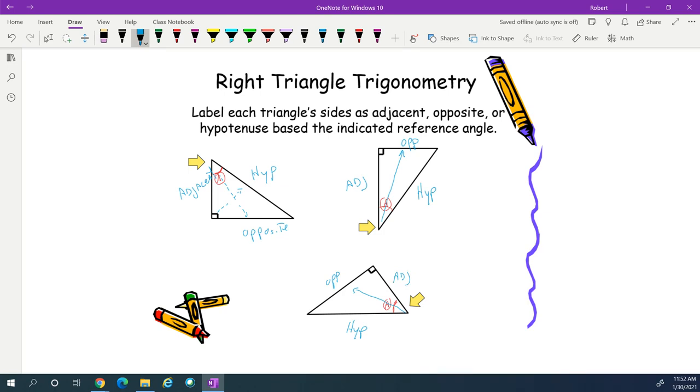In every one of our questions, we're going to be working with only two of those sides, but we have to know which two sides so that we can identify the correct formula, sine, cosine, or tangent. So you need to be comfortable with identifying the three sides.